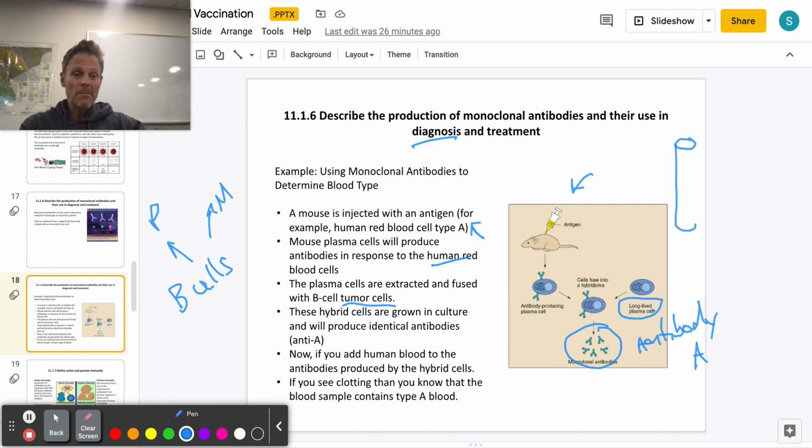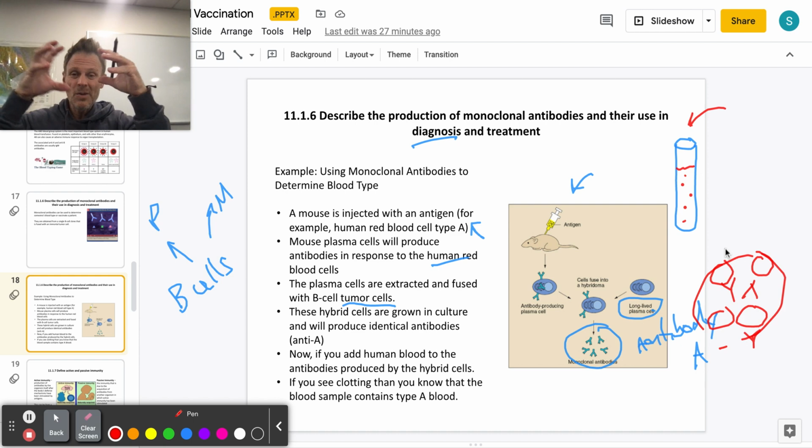So let's pretend for a second that I am blood type A. And how they determine my blood type is they will take blood from my body, put it in a little test tube. Here's all my red blood cells. And if they add these antibodies, these are going to start sticking to all my red blood cells. So we have antibodies sticking to them, and they're going to stick to other antibodies because that's what antibodies do.